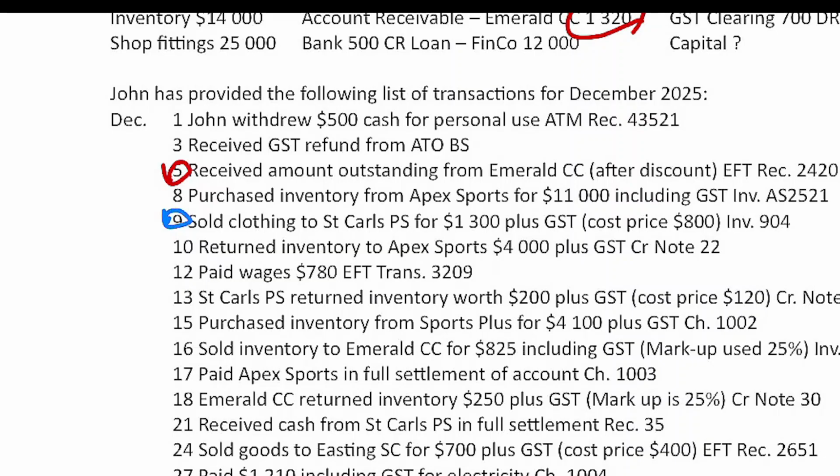Cost of sales debit 800. And then inventory credit 800. Good. And then at the selling price, cash at bank, 1300, and then it's debit, and then sales. Cash at bank you debit how much? 1430. Why? 1300 plus GST. And you credit the sales 1300 and GST credit 130.